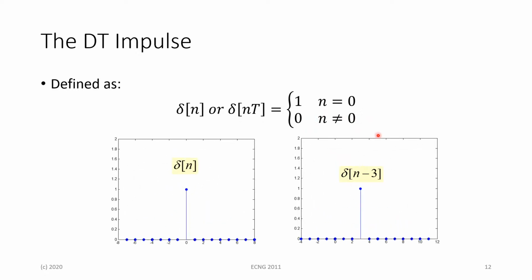And you can shift around the discrete time impulse accordingly as well. For minus values, it will shift towards the right. For positive values, it will shift towards the left, and so forth.